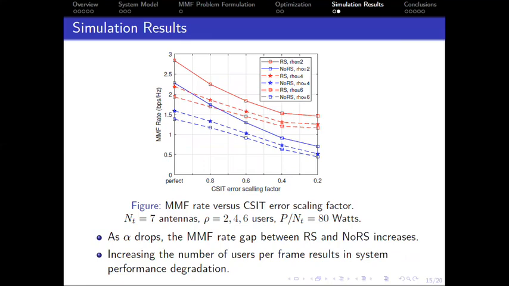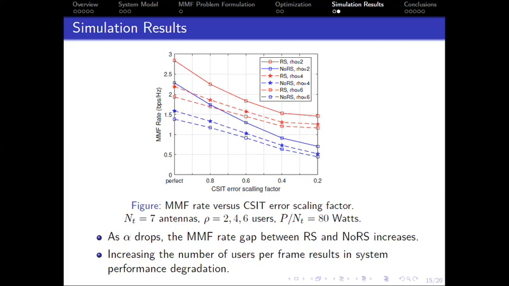This figure shows the influence of a wide range of CSIT quality on both strategies. For a specific power, as the CSIT error scaling factor drops, the max-min fair rate gap between RS and non-RS increases gradually. So the gains of our proposed rate-splitting scheme become more and more apparent as the CSIT quality decreases.